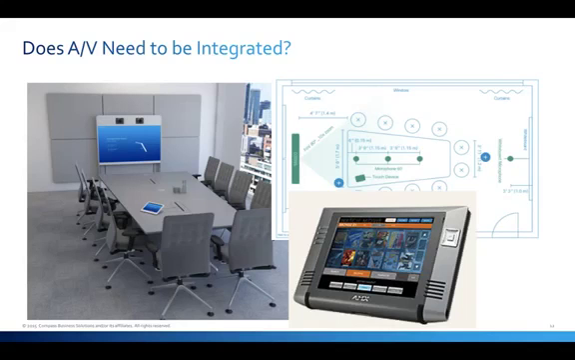And part of the answer to that question is, well, how complicated is it? And will the users find it too complicated to deal with? The two major manufacturers, Cisco and Polycom, make up the systems that cover about 80% of the market right now. They have their own control panels, as you can see on the table.